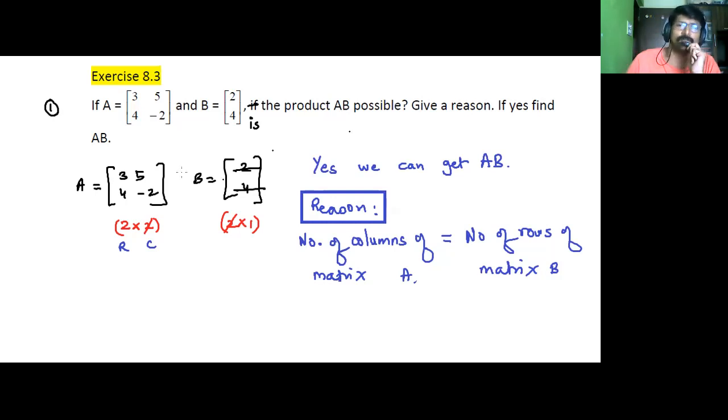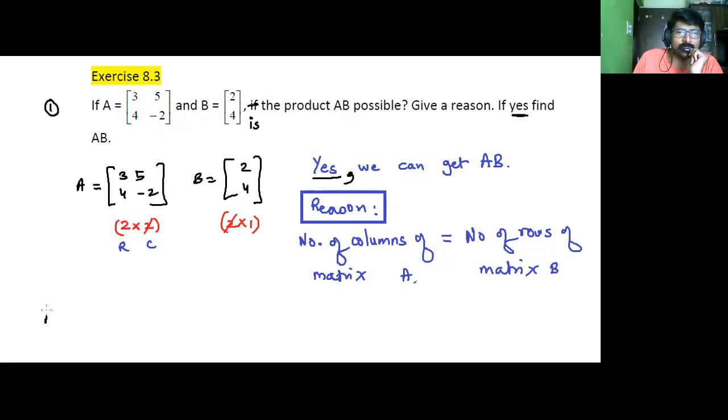So whenever the number of columns of the first matrix and the number of rows of the second matrix are the same, we can multiply the two matrices. Otherwise, we cannot. I hope you understood this. It's very, very simple, isn't it? That's nice. So, okay, give reason. And if yes, because our answer is yes, we'll have to find the product AB.